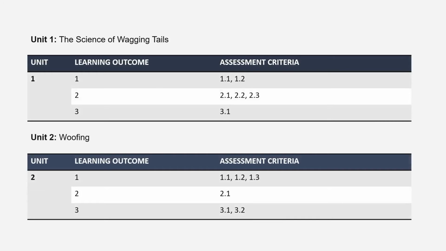So we have Unit 1, the science of wagging tails, and Unit 2, woofing. By looking at my course, I've realised that learning outcome 1 of Unit 1 can be linked to learning outcome 1 of Unit 2. Also, learning outcome 2 and all its assessment criteria of Unit 1 links to the same in Unit 2. And finally, the assessment criteria in Unit 1 learning outcome 3 can be linked to the assessment criteria in learning outcome 3 of Unit 2.